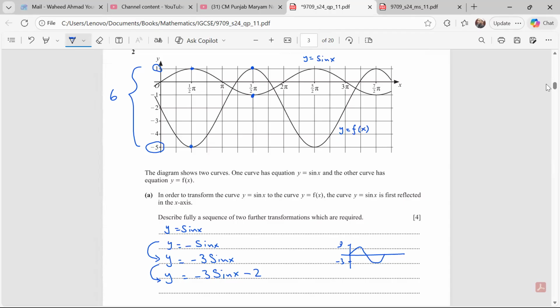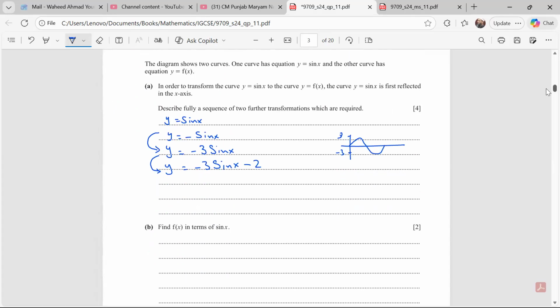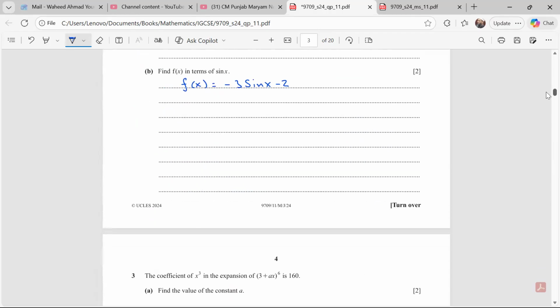Okay, so I hope this question is clear. And this B part, we have already done: find f of x in terms of sine x. So f of x is basically -3 sine x minus 2. Okay, so this was a pretty simple question, straightforward.